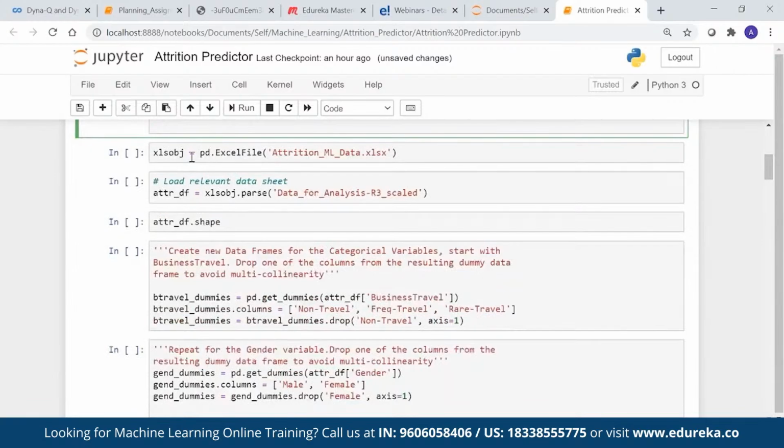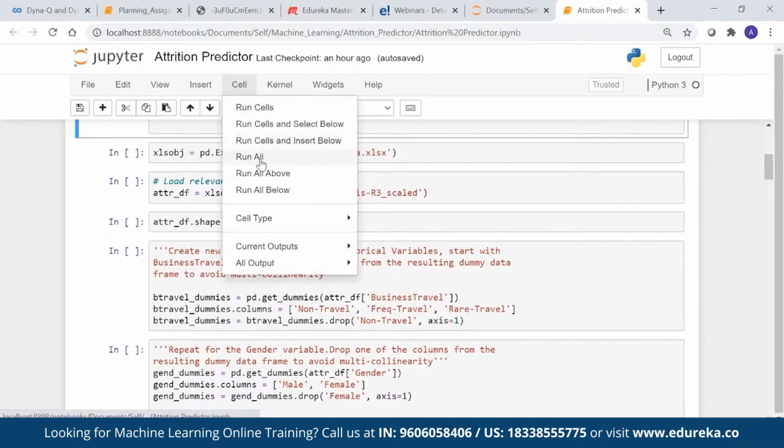We read the data from the Excel file, attrition underscore ML underscore data.xlsx. And from here, we have gotten the data for analysis, scaled, etc. Then we have done a very complicated method of getting the data into categorized data. There are much simpler ways of doing it. It was written in 2016, so I wanted to do it from scratch. So I've done it from scratch. There are libraries to do this now. And I will just run it, and I will show you the output.